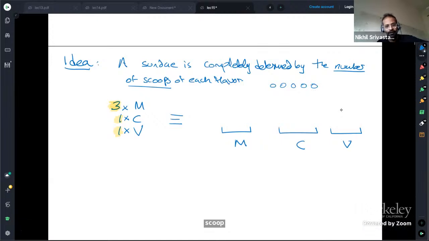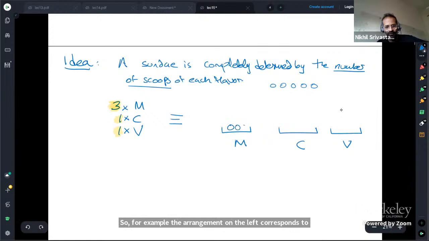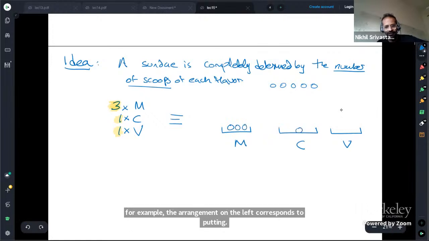And then I'm going to put the tokens in the boxes to indicate how many of each scoop I want. So for example, the arrangement on the left corresponds to putting 3 tokens in M, 1 in C, and 1 in V.